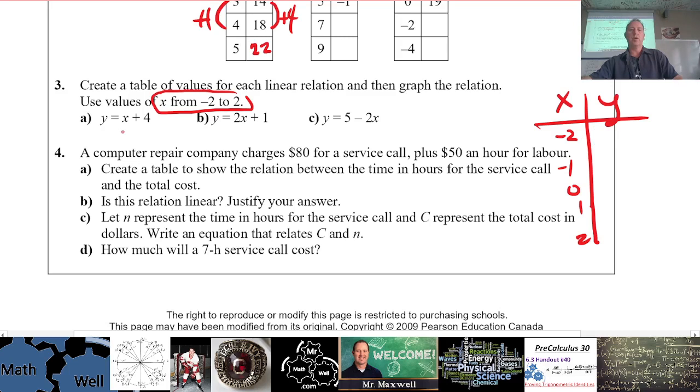So let's do the first one. -2 plus 4 is +2. So we put a 2 over there. Again, -1 plus 4 is 3. 0 plus 4 is 4. And then you notice the pattern here. Look at that, it goes up by 1 each time, looks like. So we're going 2, 3, 4. So 1 plus 4 is 5, 2 plus 4 is 6. So there would be your table of values for A.